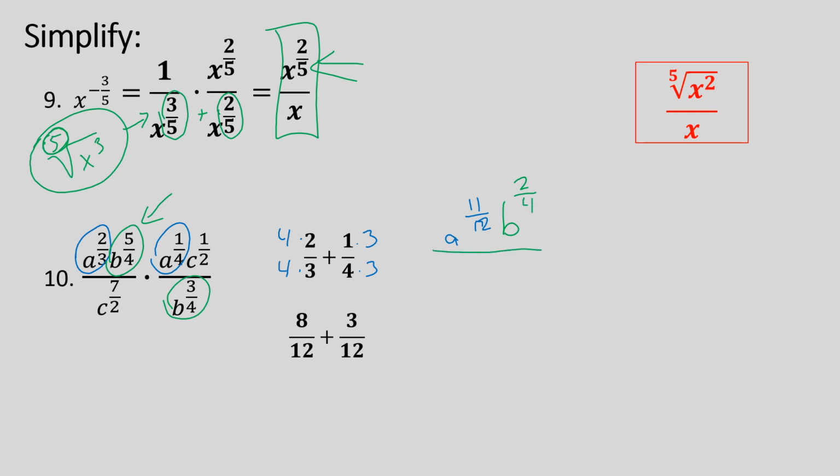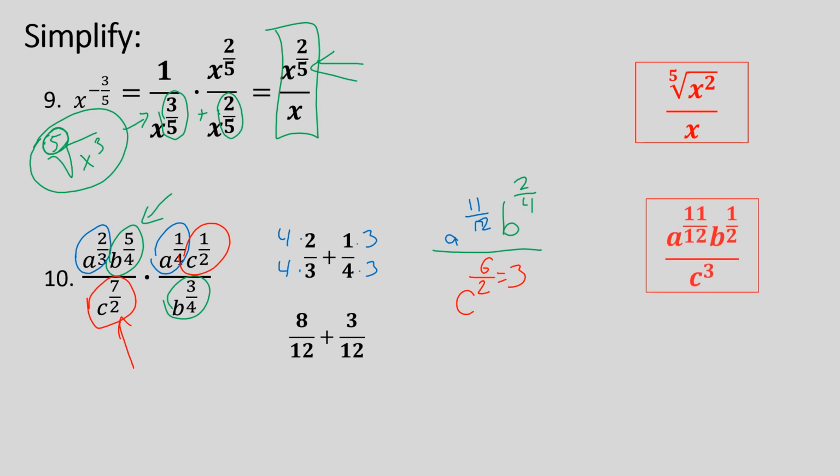Right, the c's, we have 7 over 2 on the bottom, 1 over 2 on the top. Bigger one is on the bottom in this case. And there's 6 more halves on the bottom, 6 over 2, or 3 more on the bottom. Okay, so this answer simplifies to that set of variables.